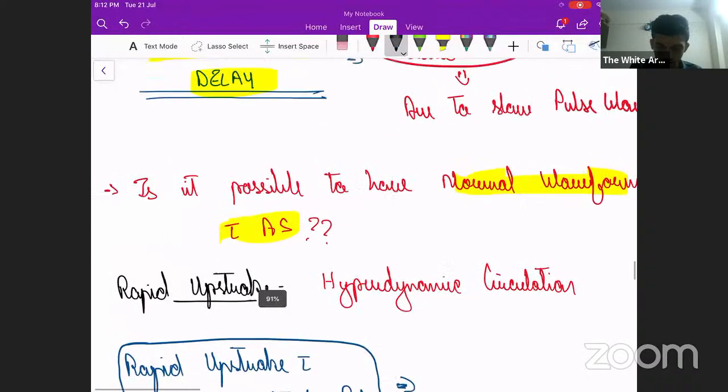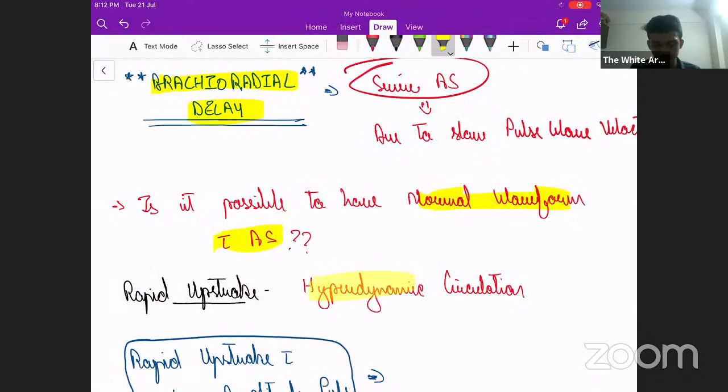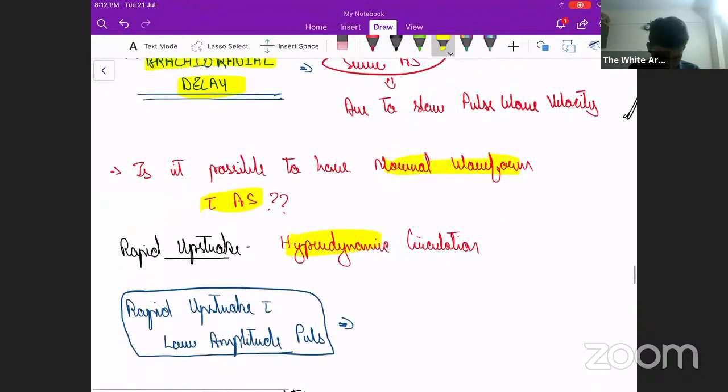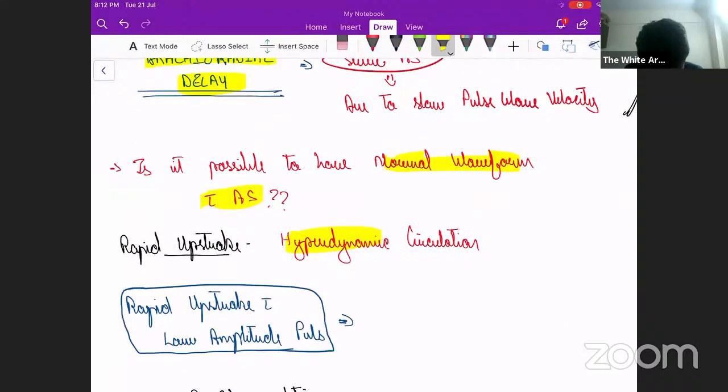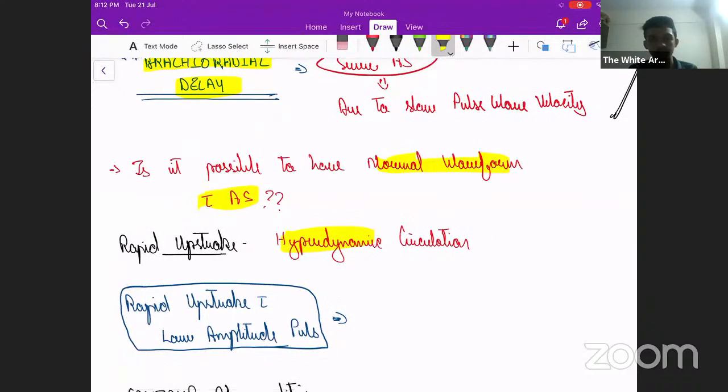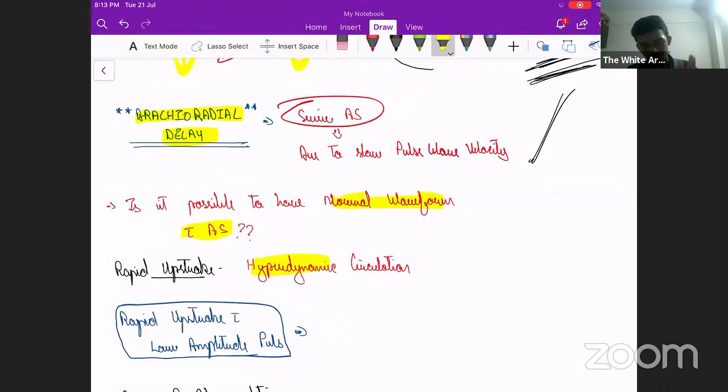So rapid upstroke you will find in hyperdynamic circulation, already discussed. When will you find a rapid upstroke with a low amplitude pulse? From the beginning I have been telling you that character is different and amplitude is different, correct? Amplitude or volume is the expansile nature. Character is the waveform produced because of the pressure wave activity. So till now what we read was, if there is a rapid upstroke, there will be hyperdynamic circulation, so you expect the volume also to be increased.